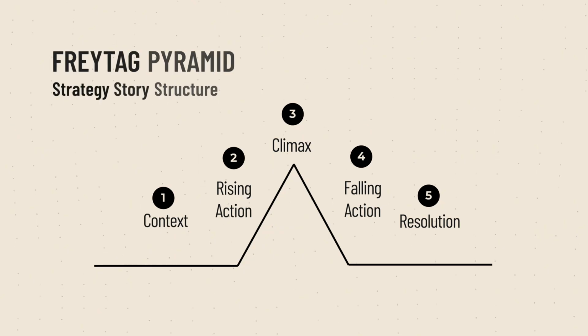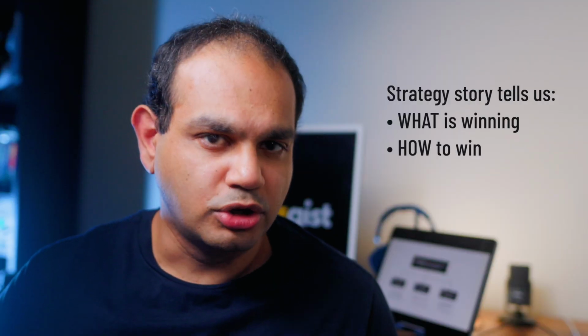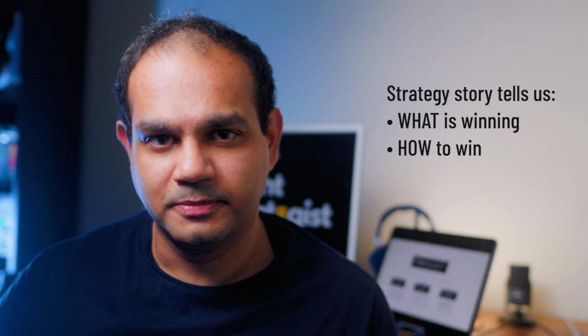We can use the 5-step model of the Freytag pyramid to write any strategy. It gives us a structure to frame the problem and present the solution, and we can provide more specifics as we progress the strategy story. Strategy is about winning. A strategy story should talk about what winning looks like and how we intend to win.